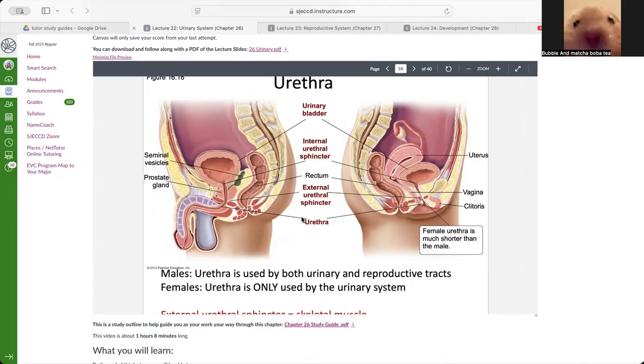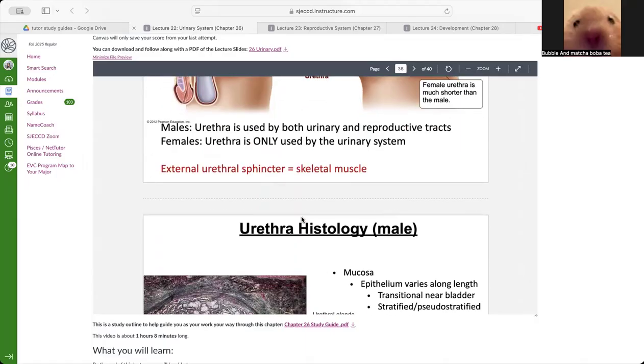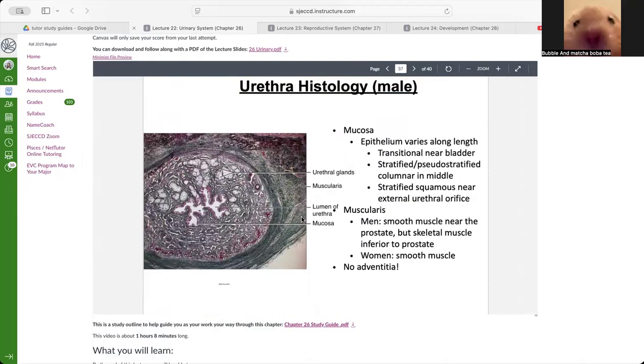The lining is mucosa, and it's lined with epithelium. Close to the bladder it's transitional to stretch. In the middle, there's pseudostratified columnar, and at the external urethral orifice it changes to stratified squamous epithelium. In muscle areas, men have smooth muscle near the prostate but skeletal muscle inferior to the prostate, while women have smooth muscle, and there's no adventitia.